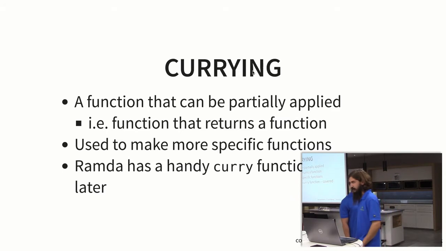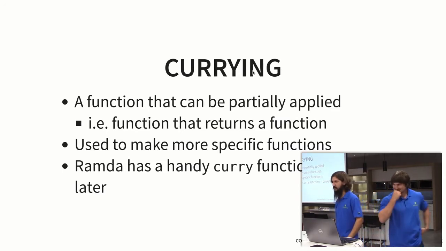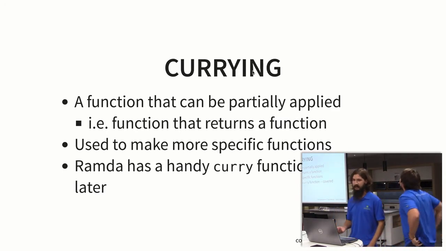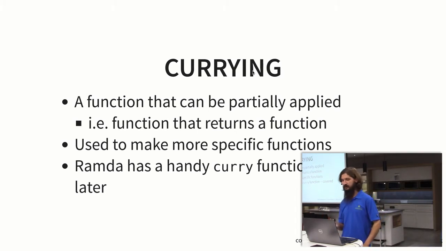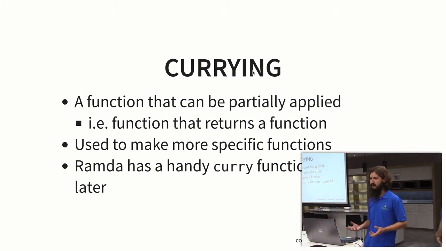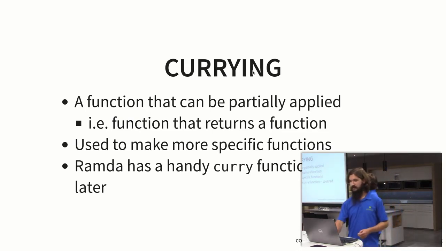So, returning functions, we've got currying, which is a fundamental part of functional programming, where you return a function to create more specific functions. This can also be used to create scope, where you can pass data to a function to later use that function, which has that scope, somewhere else where you might not have that data. Ramda has a very handy curry function, which we'll be covering at a later stage.